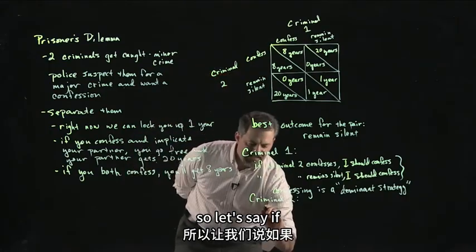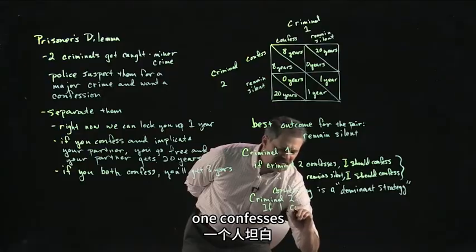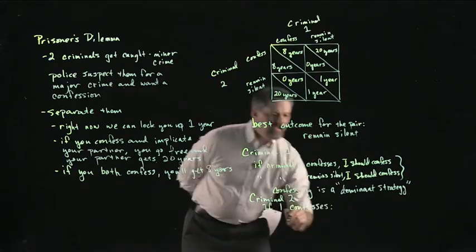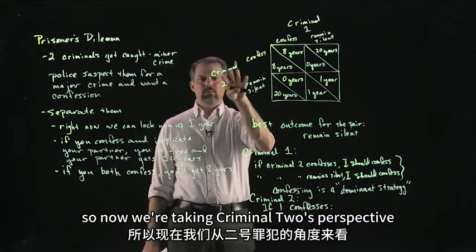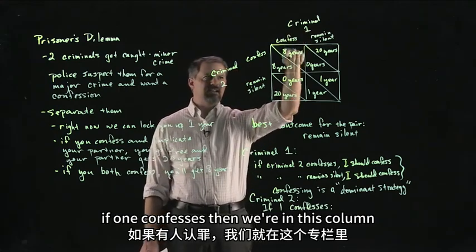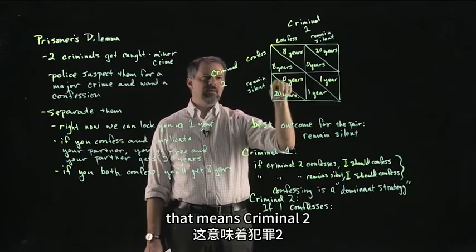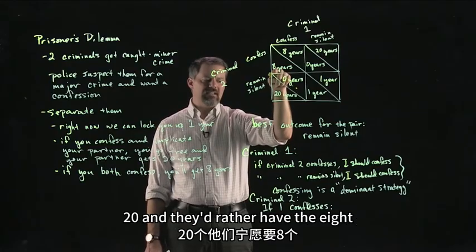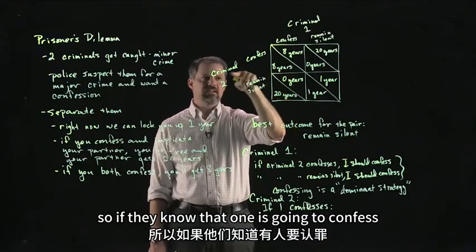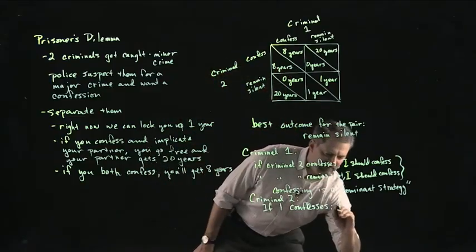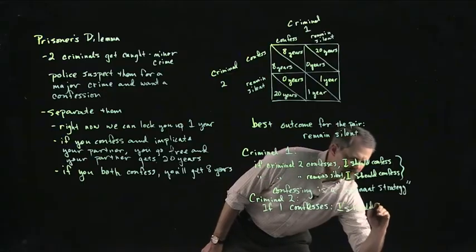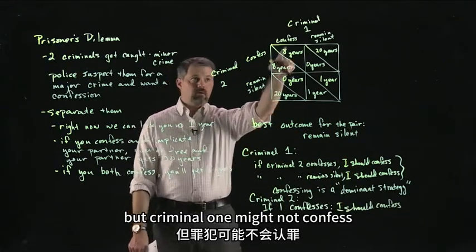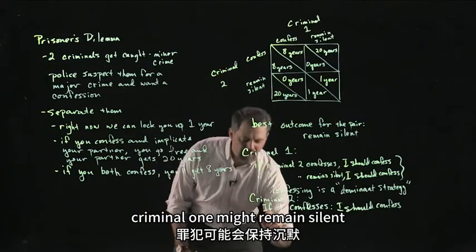So let's say if one confesses, so now we're taking criminal two's perspective. If one confesses, then we're in this column. That means criminal two is either going to get 8 years or 20, and they'd rather have the 8. So if they know that one is going to confess, criminal two should confess. But criminal one might not confess. Criminal one might remain silent.